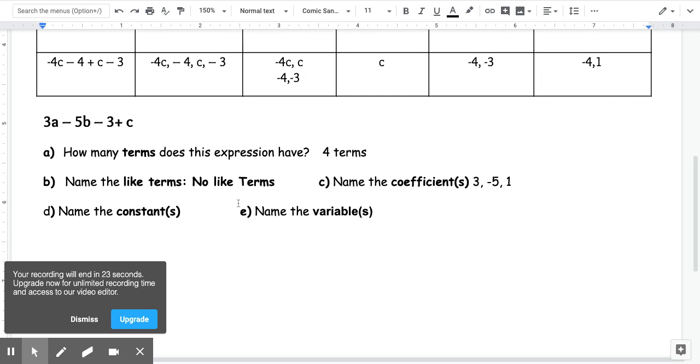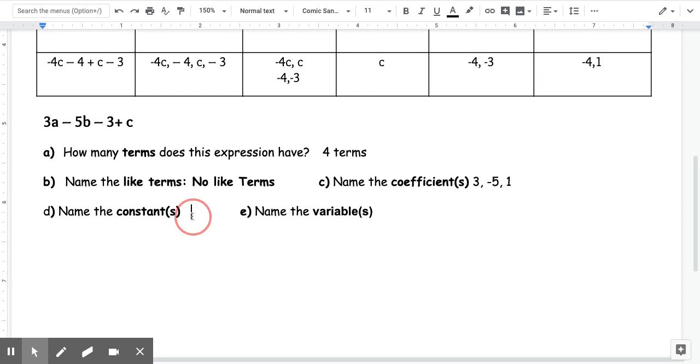What is my constant? My constant is the number that stands by itself. So what number is by itself? Negative 3. And there's only one of them, so you just write negative 3. And then finally, what are my variables? The variables that we're using are A, B, and C. So those will be my variables. Okay, so hopefully this will be helpful.